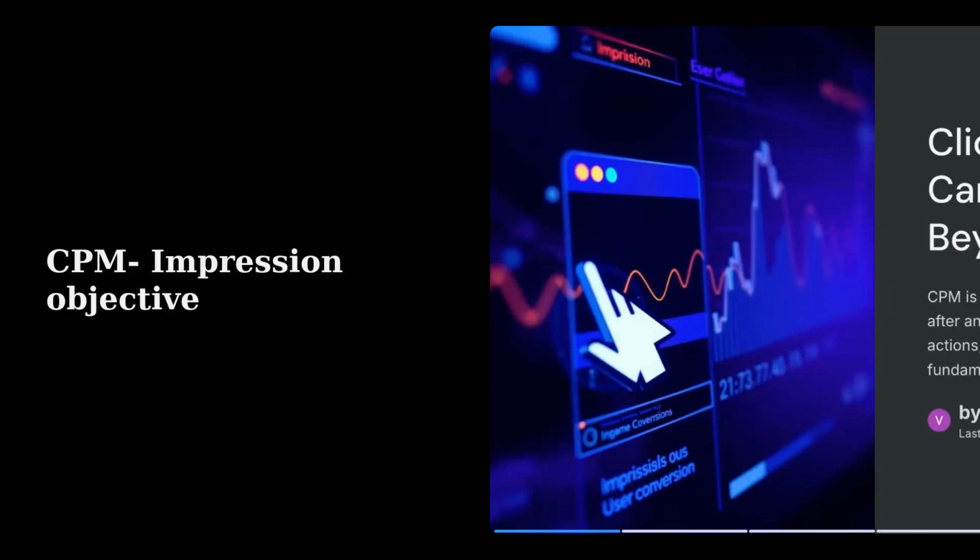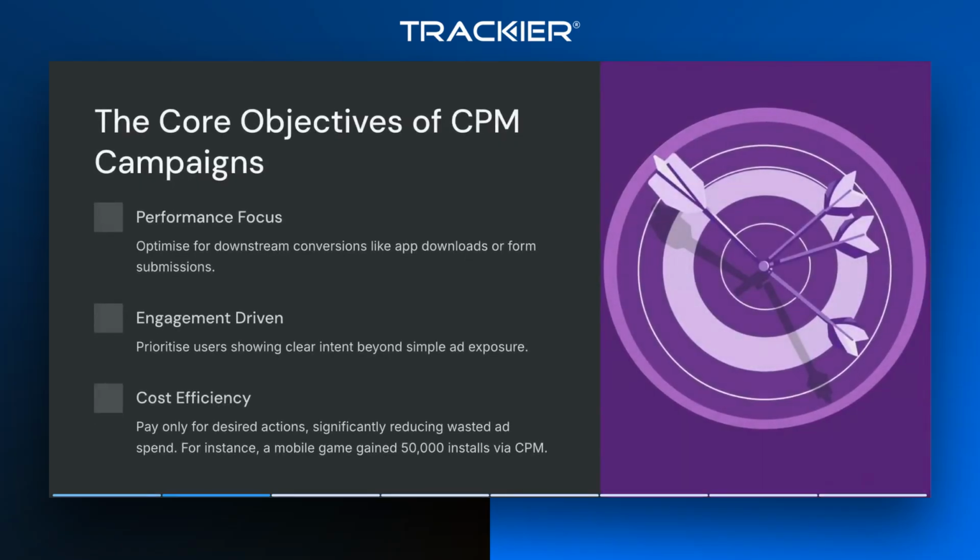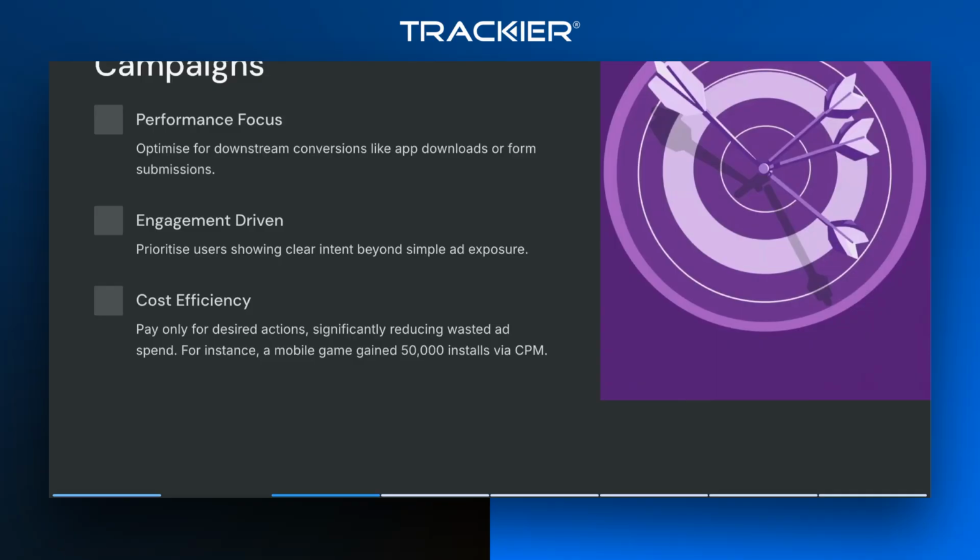In this video, we'll be covering the cost per impression model, commonly known as CPM. If your goal is visibility, brand awareness, or reach, CPM campaigns are the foundation you need to understand. The core objective of cost per impression campaigns is to maximize visibility and brand awareness by showing your ad to as many people as possible.